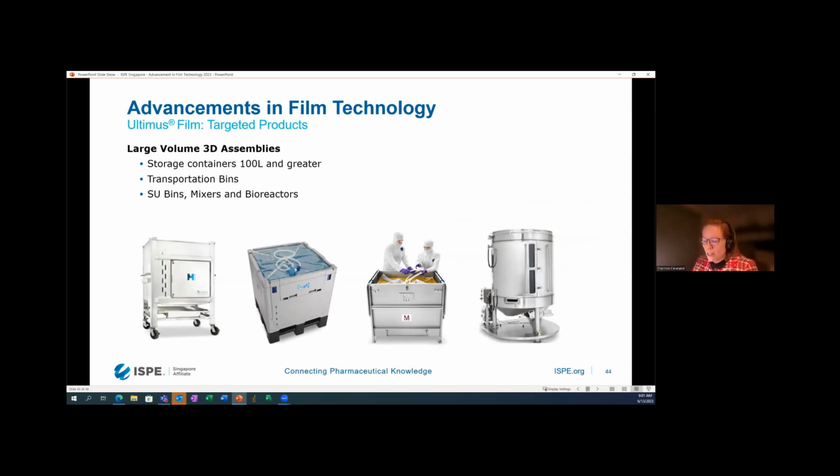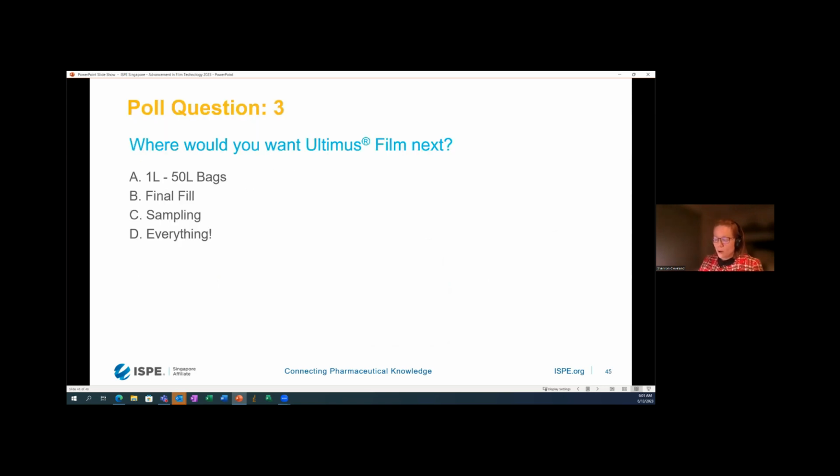So Ultimus film is targeted to be used to manufacture large volume 3D assemblies. So storage containers, single-use bins, transportation bins, and single-use mixers and bioreactors. And so our last poll is, where would you want to use Ultimus film next? So would it be in small format bags, final fill, sampling, or just everything?